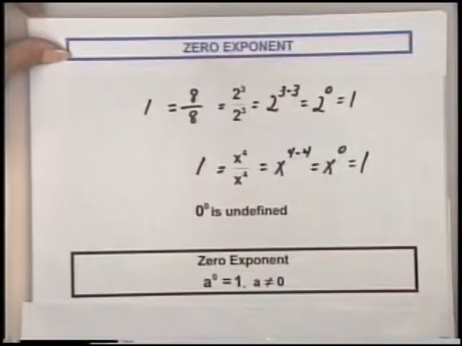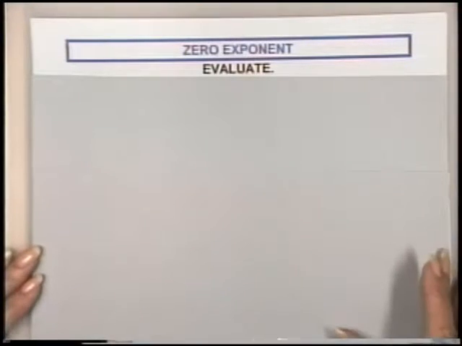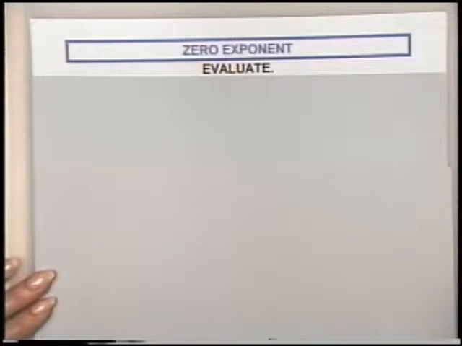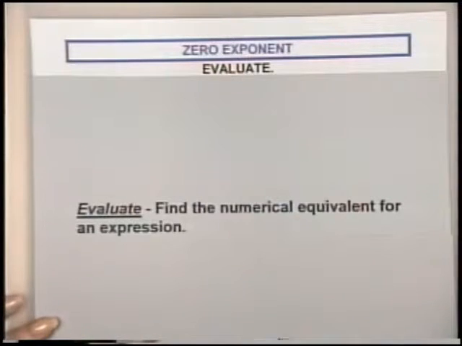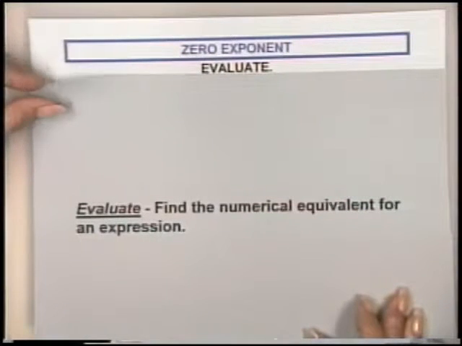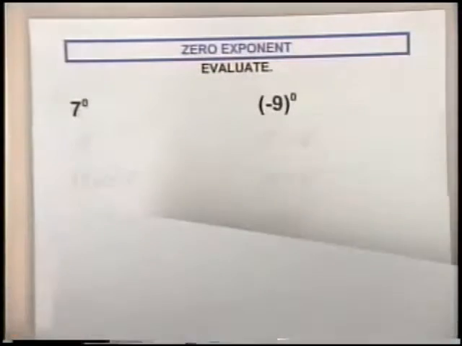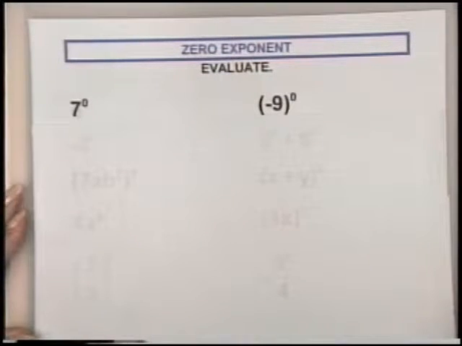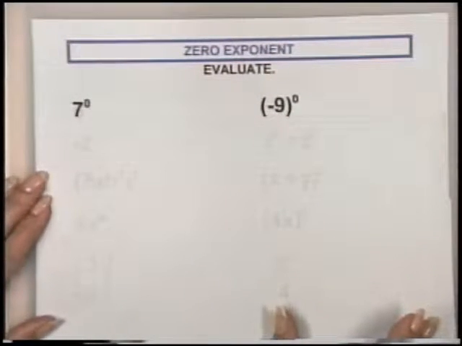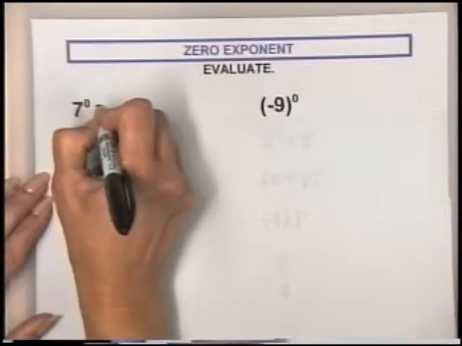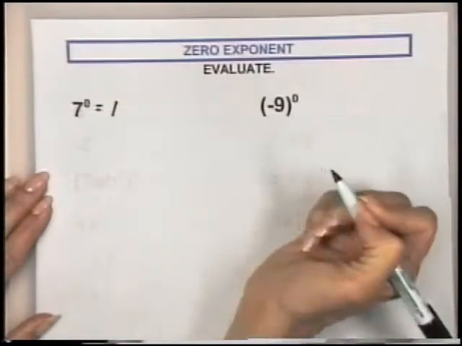Let's work some problems. To begin our problems, the instruction says to evaluate. When in mathematics we are evaluating, to evaluate means to find the numerical equivalent for an expression. So let's find the numerical equivalent for these expressions. To begin with, 7 to the 0 is equal to 1.